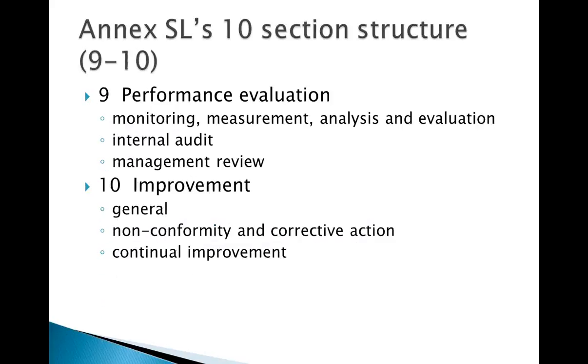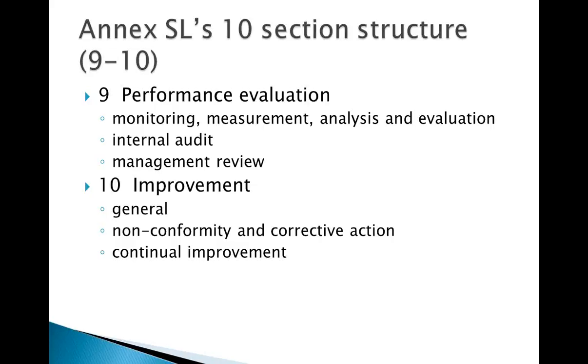Annex SL concludes with Sections 9 and 10. These are called Performance Evaluation and Improvement. And again, a lot of familiar content here. Management review, internal audit, corrective action, measurement is here, analysis, evaluation. And you can again see the parallels to 9001-2008.